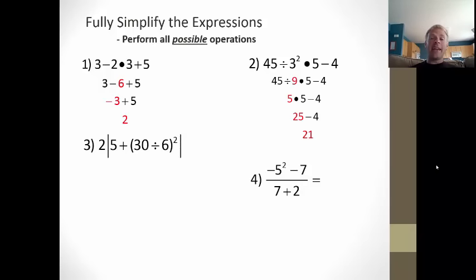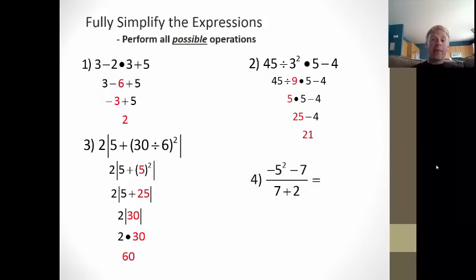Let's look at our second example. Now I've got division, exponents, multiplication, and subtraction. Well, exponents come first, so that's where I get the 9 from. Then I have division and multiplication. Well, which comes first? They're equal, so let's read from left to right, and we can see that the division comes before the multiplication. 45 divided by 9, 5 times 5, and then we subtract.